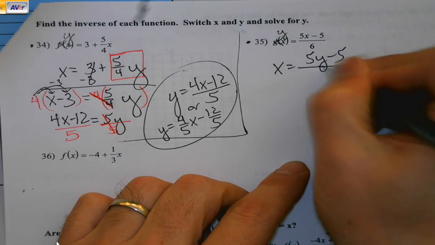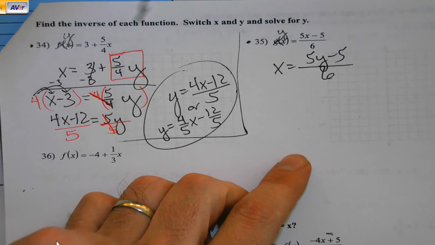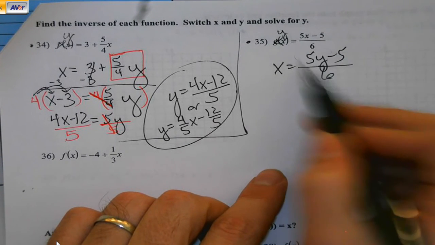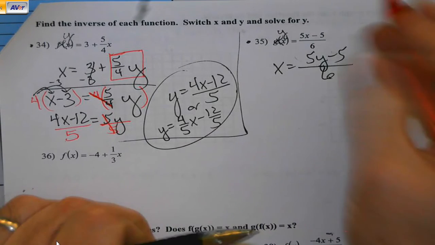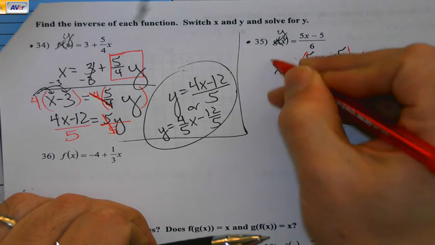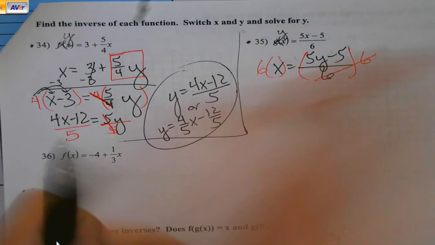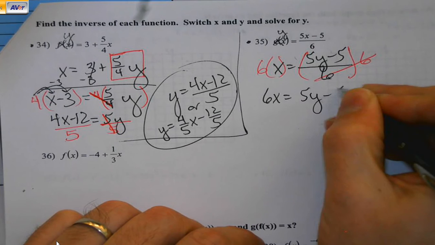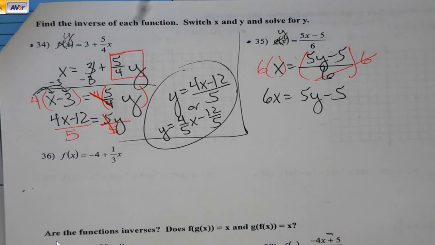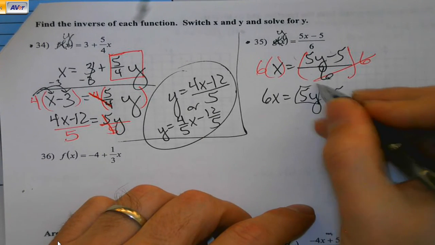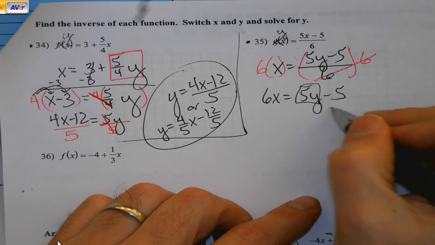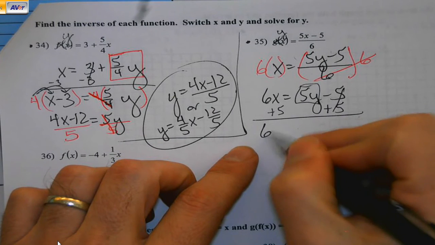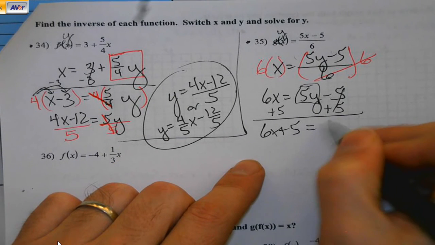Switch. Now this time it's a little different. I've got to get rid of the fraction first this time, because that's the only way I can deal with this stuff. But just like before, we're going to do things one step at a time. Get that fraction out. Now I'm working on getting my y term by itself.